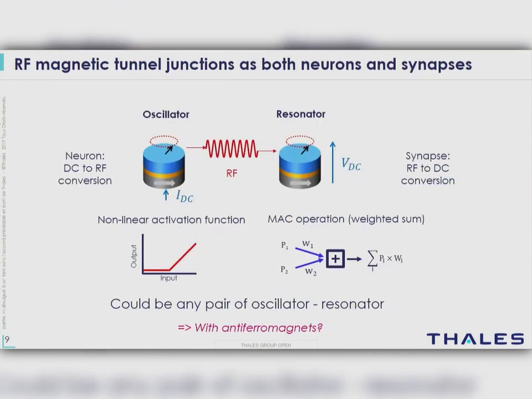Okay, so to really set things straight from the beginning, I will be using in this talk radiofrequency magnetic tunnel junctions, both as the neurons and the synapses. These are really the same devices, which came from the same batches that we had in the lab. The neuron will be performing a nonlinear activation function. I will come back to how it does it. And it will perform a DC to RF conversion. So it's an oscillator, and the synapses will be resonators that perform this weighted sum by doing an RF to DC conversion. Okay, I will explain how each device does this.